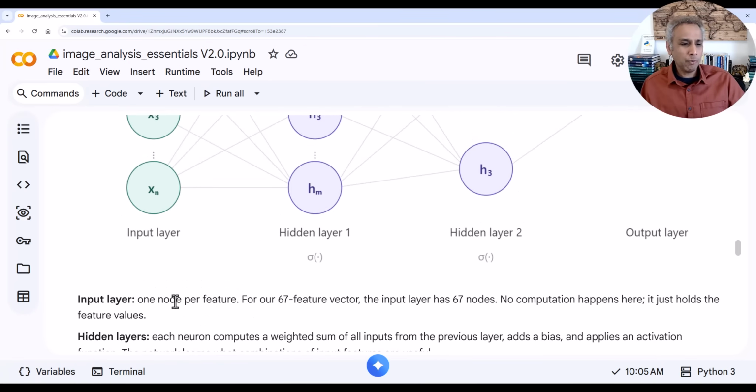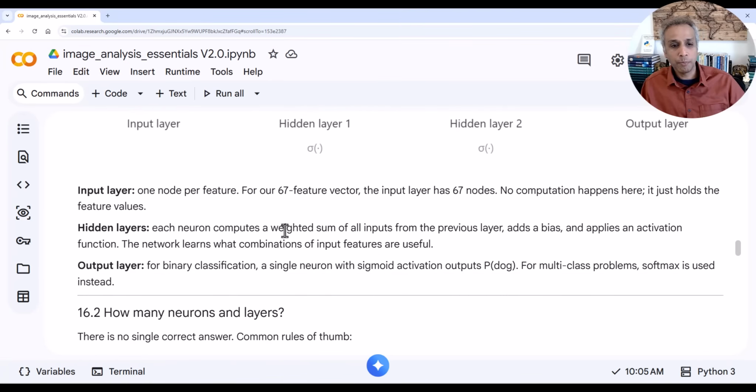So input layer, 1 node per feature. Again, we have 67 features in our feature vector, so you have 67 nodes in the input layer in our specific example. And nothing happens, right? No computation happens here. It just holds the feature values. And this gets connected to the hidden layer.